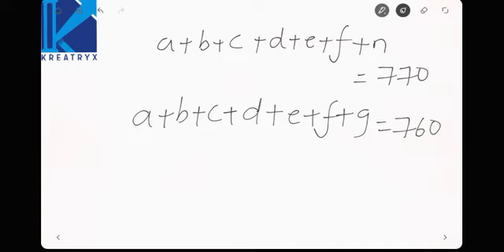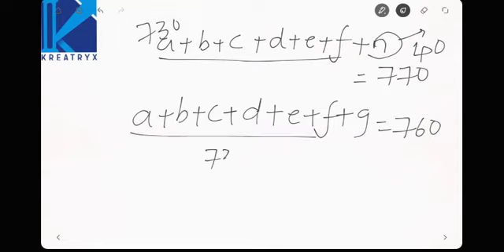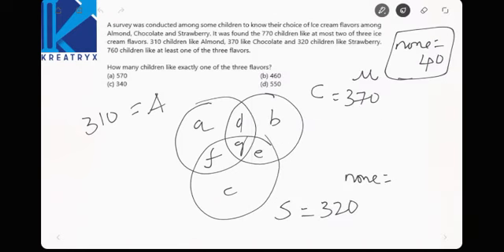Now, as we know, the value of none is 40. Now what is the value of A plus C plus D plus E plus F? Is it 730? Now substitute this value 730 here. Now we'll get the value of G as 30. Now we know the value of G is 30 and none is 40.